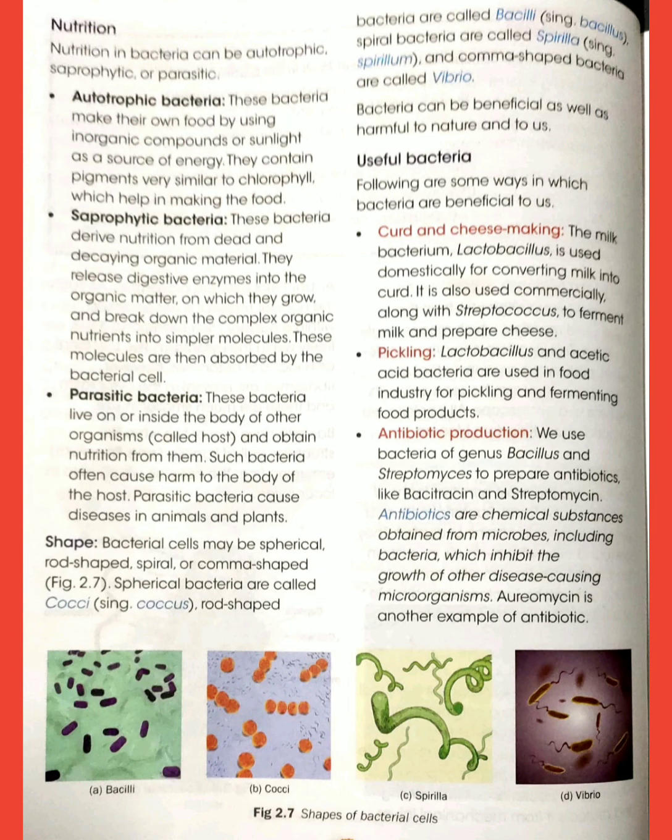Nutrition in bacteria can be autotrophic, saprophytic, or parasitic. So, autotrophic bacteria are those bacteria who can make their own food by using inorganic compounds, just like plants. Saprophytic bacteria derive nutrition from dead and decaying organic material.